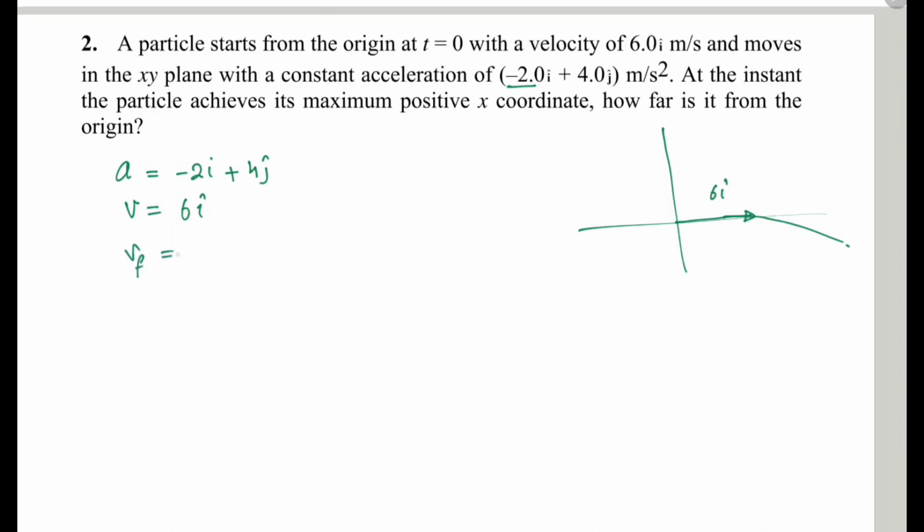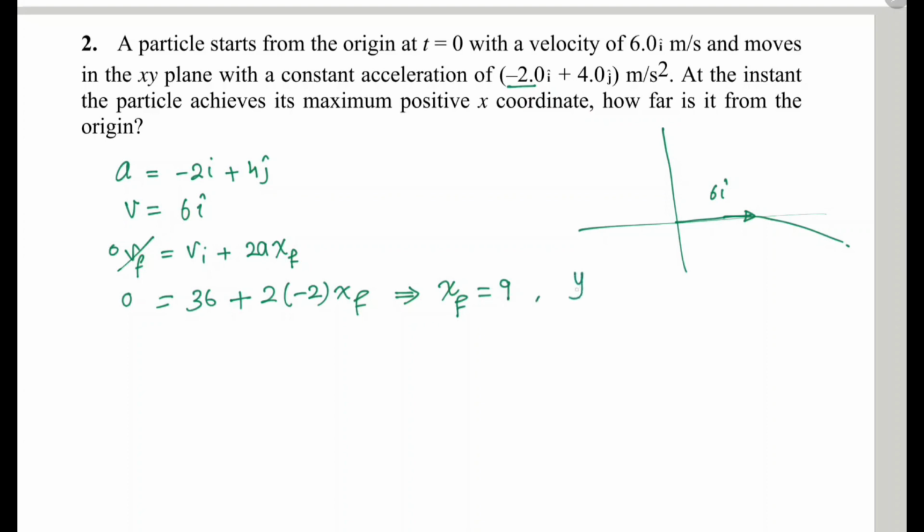v final squared equals v initial squared plus 2a delta x. In this case it's x final because the initial position is at the origin. Now at the final position the velocity equals 0, so it's equal to 36 plus 2 times minus 2 times x final, all equal to 0, and from this x final equals 9.